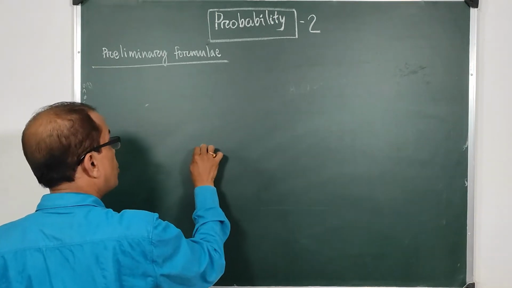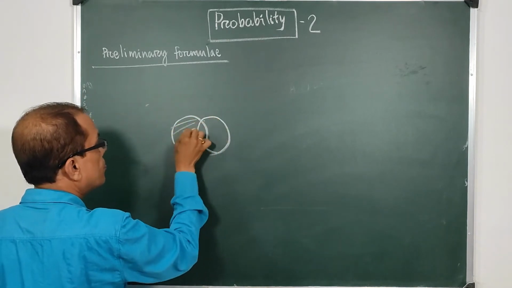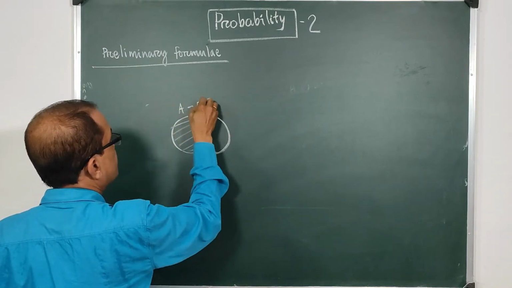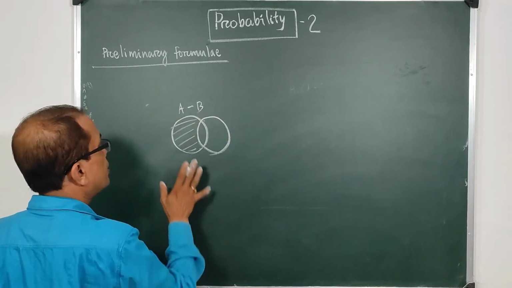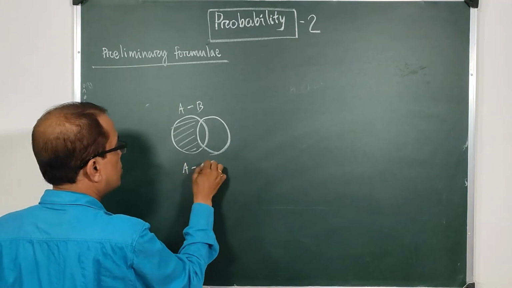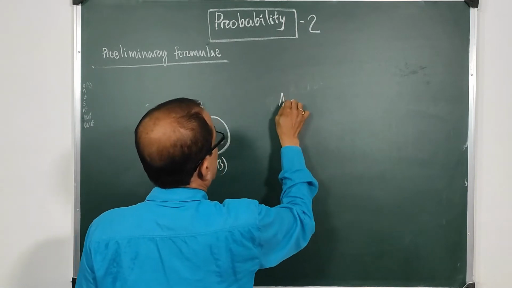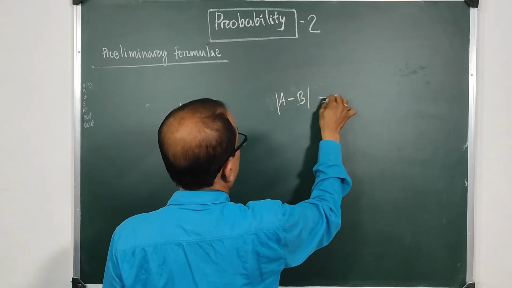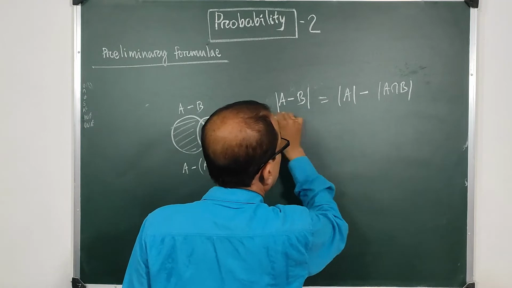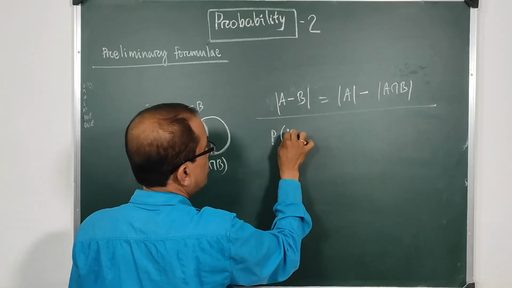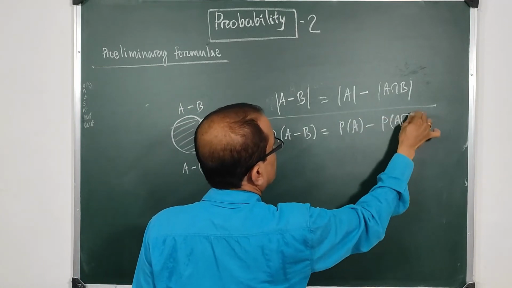And there are certain other set theoretic problems, like how much is this? This one is A minus B, the set where there are elements of A but no elements of B. This is A minus B, and this can also be written as A minus A intersection B. So we write the cardinality of A minus B as cardinality of A minus cardinality of A intersection B as a set theoretic formula, and in probability this is P of A minus B is equal to P of A minus P of A intersection B.